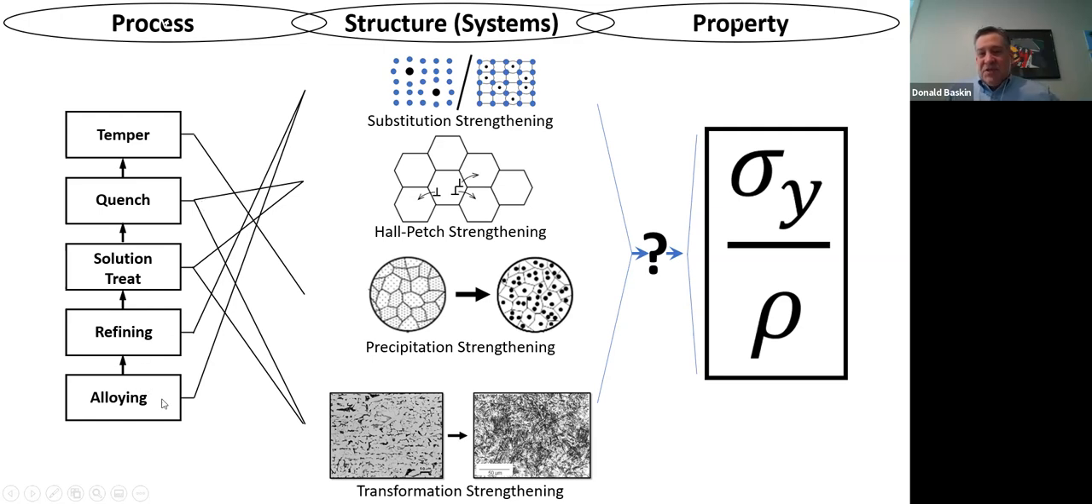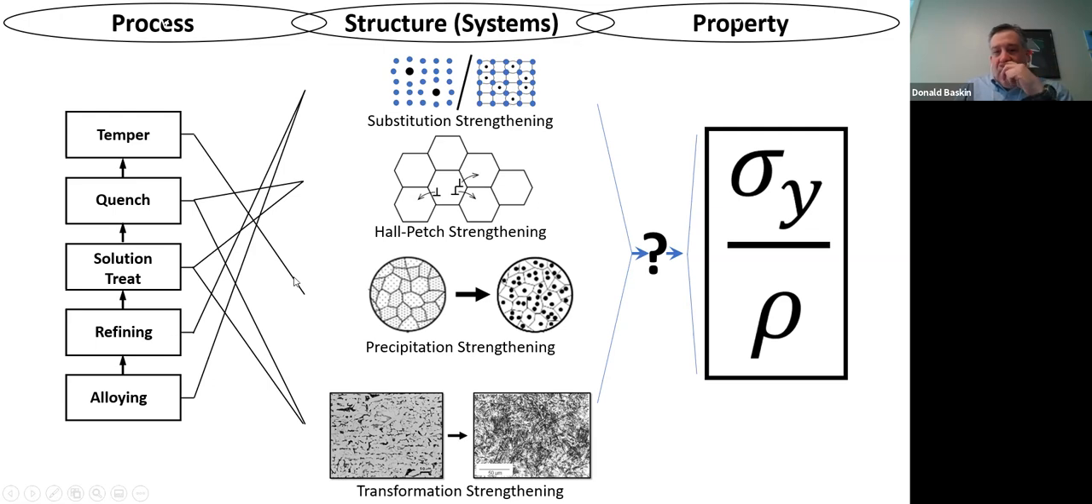But alloying composition, as I told you before, you can choose different atoms to cause substitutional strengthening. And depending on which solute atom you choose to alloy the solvent with, you can end up with substitutional strengthening or interstitial solution strengthening. That's the link here between alloy content and which type of strengthening you get. You would choose this in order to define this link right here. Another example might be the tempering process. As you're tempering, you're changing how the precipitate population might look in this material. That's defining this link right here.